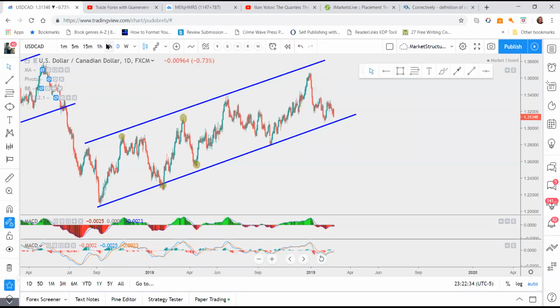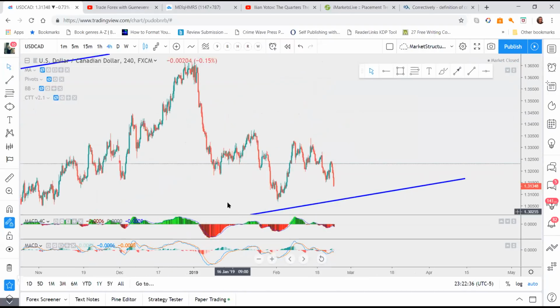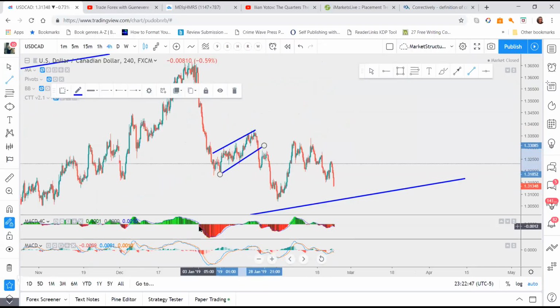Now, here's something even crazier. If you had gone down to a smaller time frame, look at these channels. It had created a channel here. And so we were waiting for your entry. When it came up here and crossed that MACD, what happened? You got your continuation to the downside.